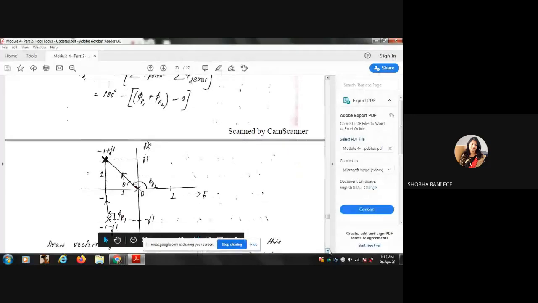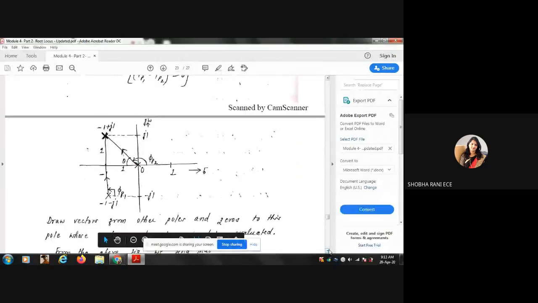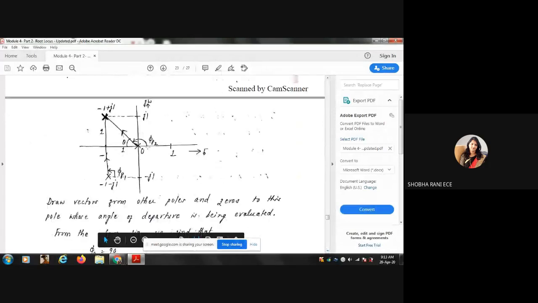You can name this as phi1, this as phi2. So just write phi1 plus phi2 minus 0. After you have done this, how to measure the angles? So phi2 very easily, it is 90 degree. But how do we measure this phi1? That we have to see.